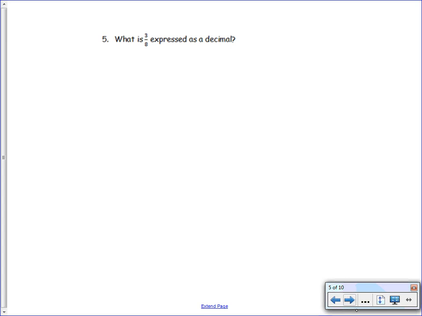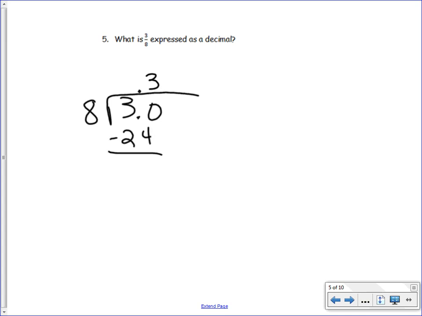What is 3 divided by 8 expressed as a decimal? So I'm taking, remember, the top number goes underneath, the bottom number goes outside. 8 cannot go into 3, so I'm going to add a decimal and a 0. 8 goes into 30 3 times, which is 24. 30 minus 24 is 6. Add my 0 and bring it down. 8 goes into 60 7 times. 7 times 8 is 56.